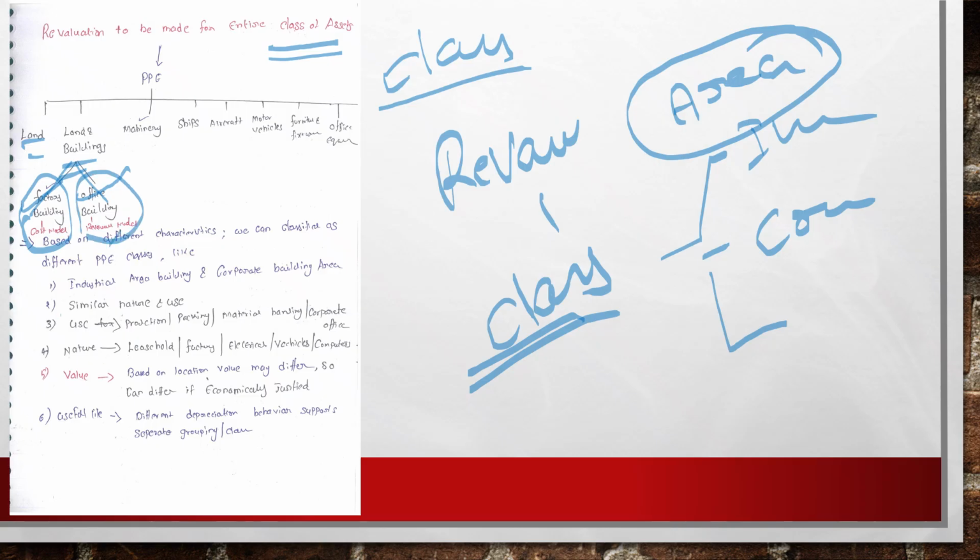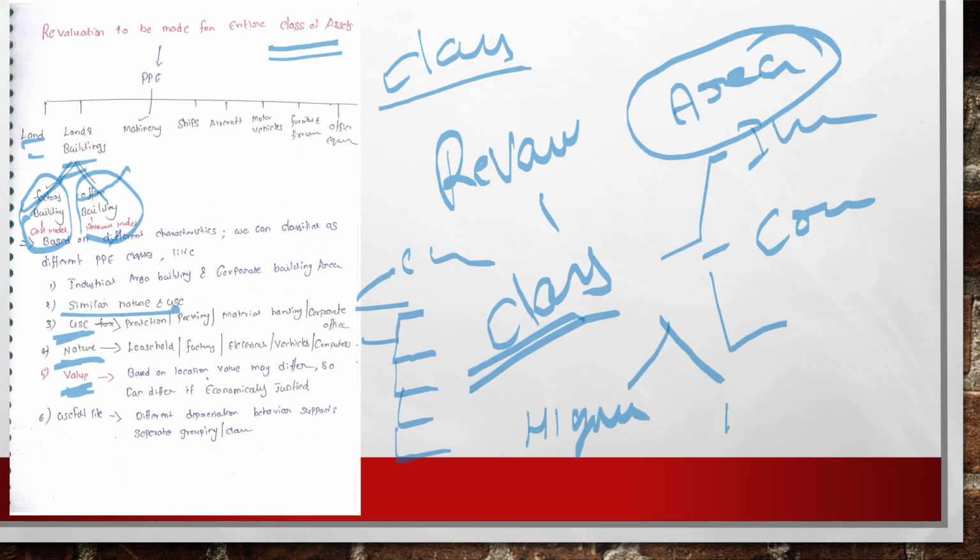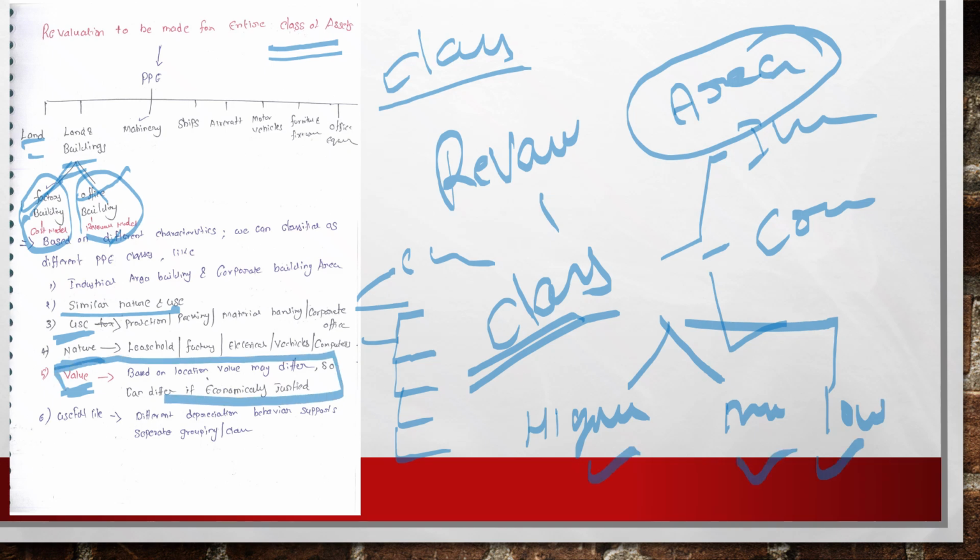Similar use and nature, and their production package based on the use. You can also divide the class based on the nature, say suppose leasehold, factory, electrical, vehicle, computers, like that. And based on the value, some assets have higher values in the valuation, some moderate and some low values, and based on the value also you can differ your classes. Then there is the useful life.